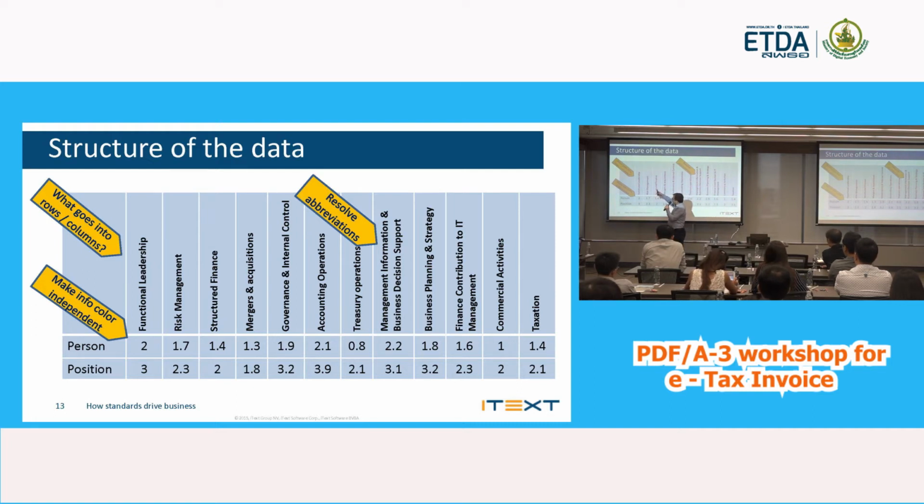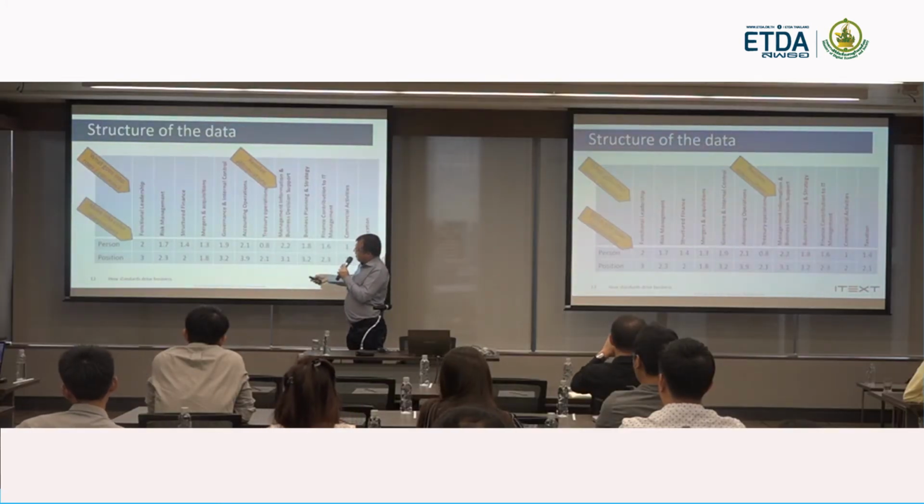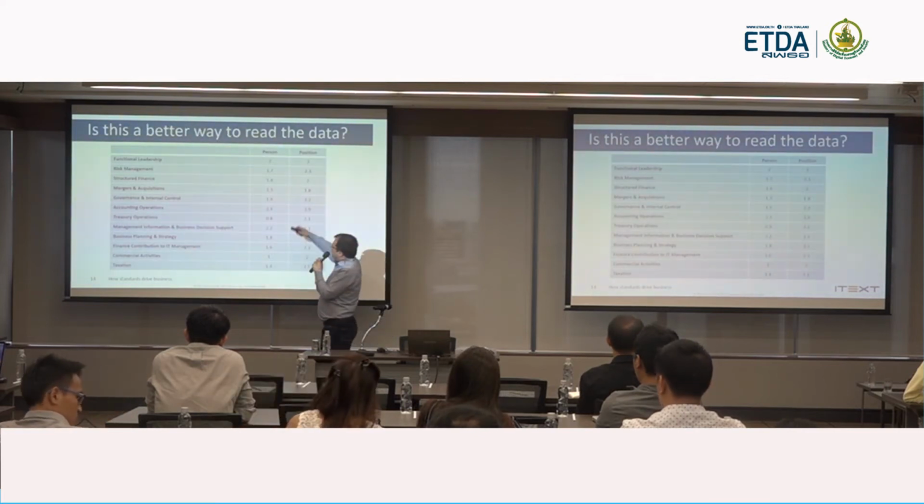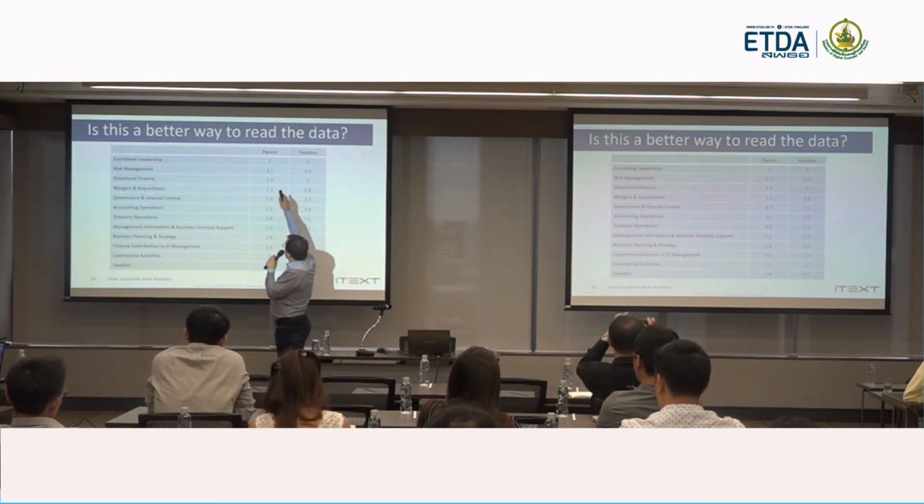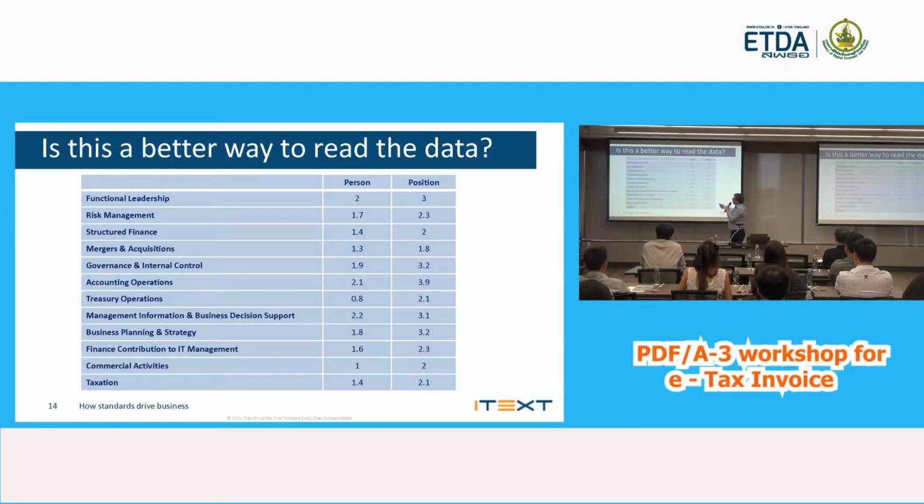And what goes into what column? Intentionally, I made a presentation that isn't that good, because when you read this, you are never going to read it like this. You are going to read it like this. You are going to say, well, functional leadership, the person had a score of 2, he needed a score of 3. And this is a better way.